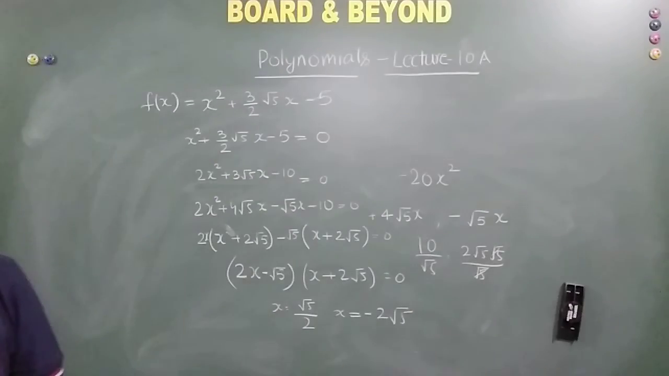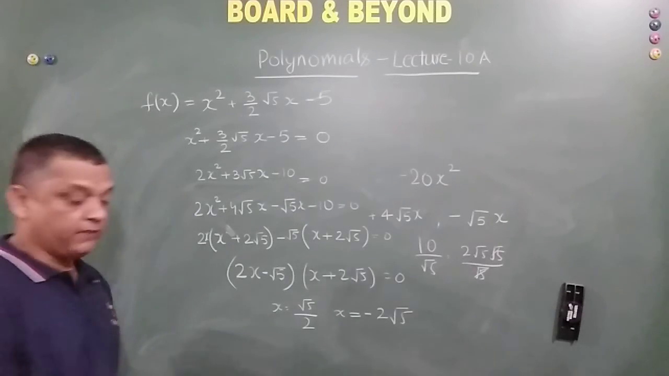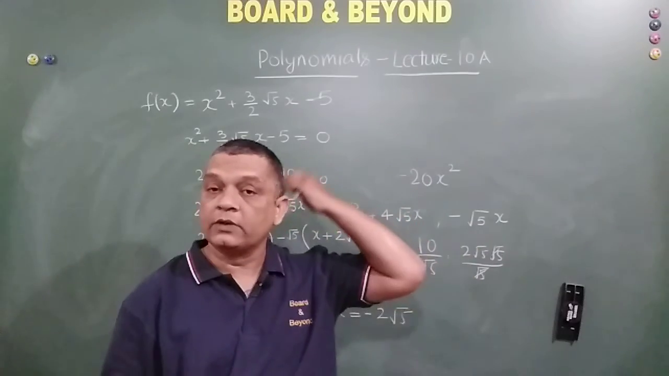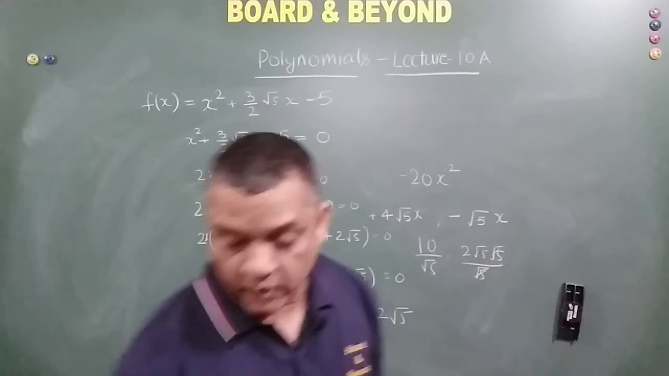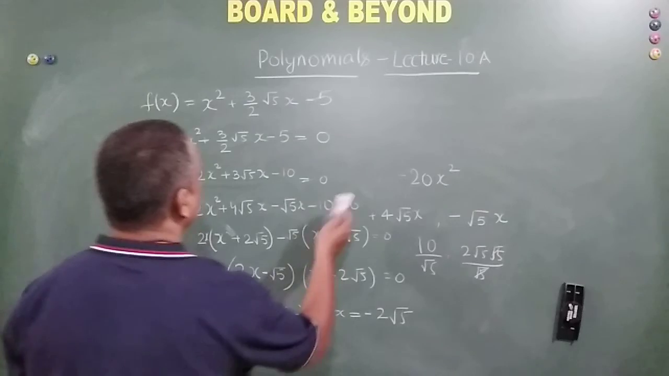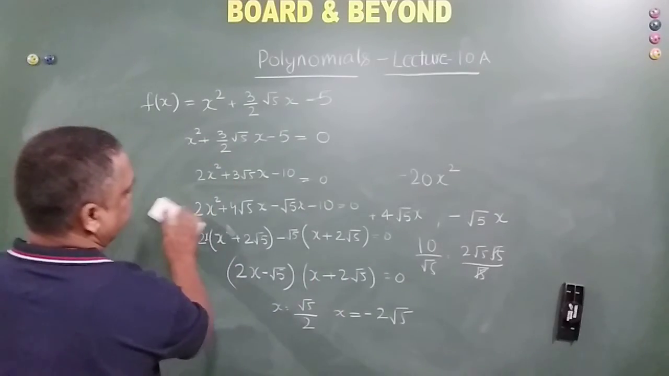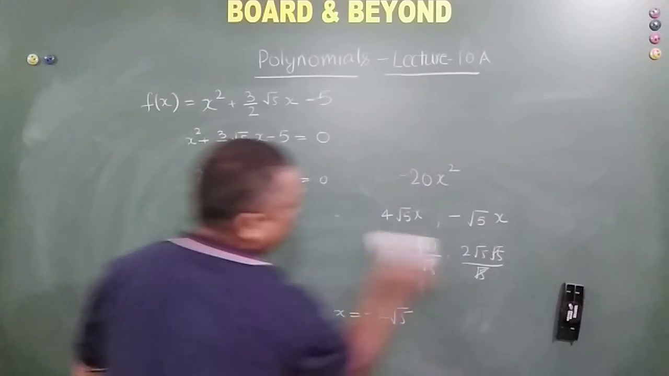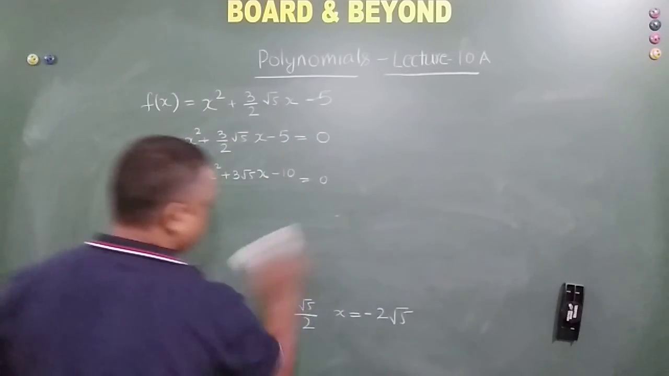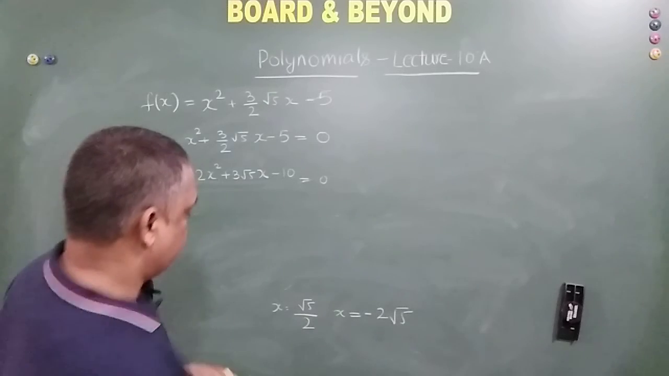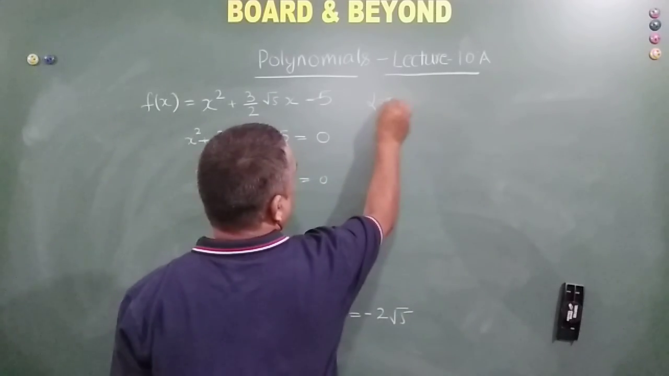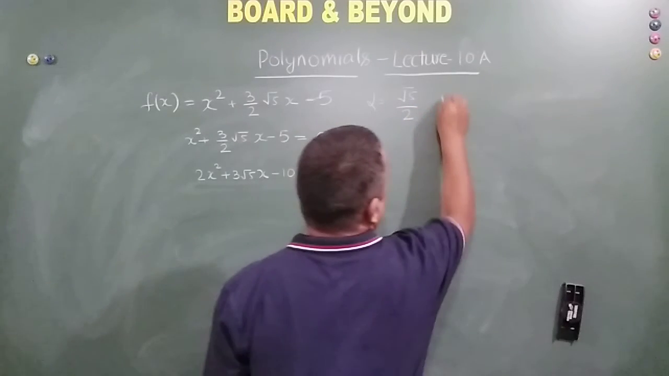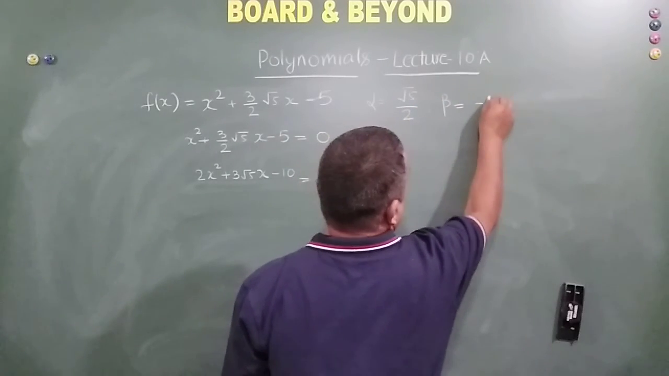Now let's verify the relation. We need to verify the relation between the roots and the coefficients for this quadratic polynomial. So let's quickly do that. I'll just rub off everything, leaving apart the roots. So alpha is equal to root 5 by 2 and beta is equal to minus 2 root 5.